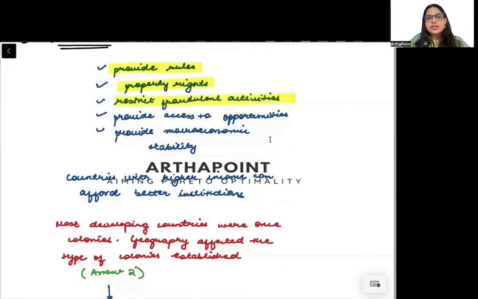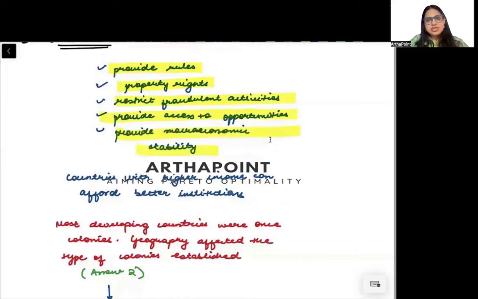Restrict fraudulent activities. There are institutions which are working to restrict the fraudulent activities. जो भी fraud होते हैं उसको रोकने के लिए भी institutes हैं. Provide access to opportunities. तो ज्यादा population को अच्छा opportunity मिले, उसके लिए भी we have the role of the institution to provide opportunity to the broader population, right?